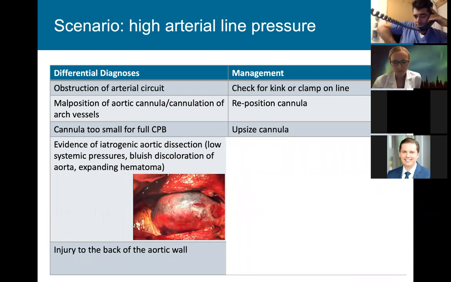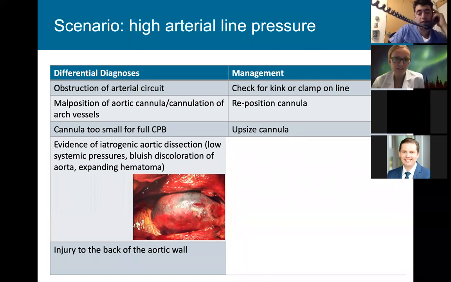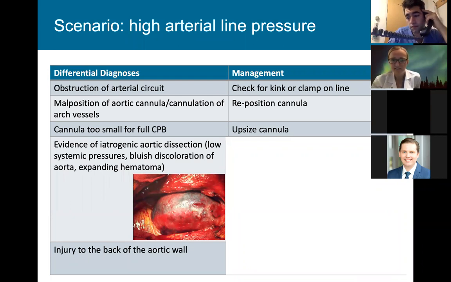And Andrew, what would be your sequence of steps that you want to proceed to manage this? Manage if I have high pressures or if I have a dissection? If you have a dissection.